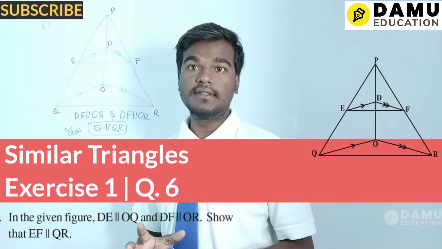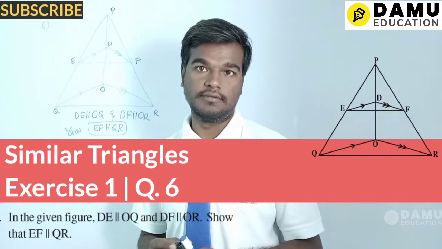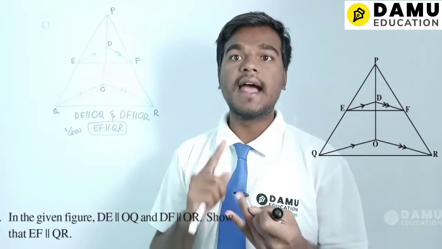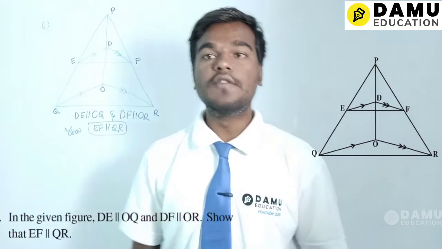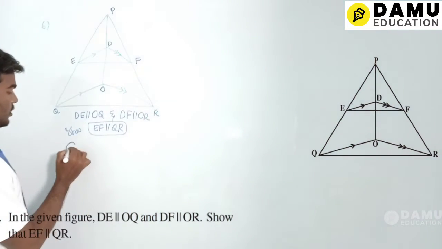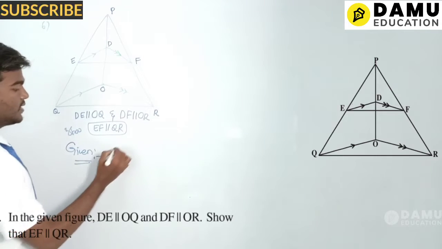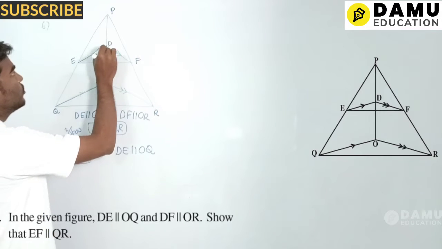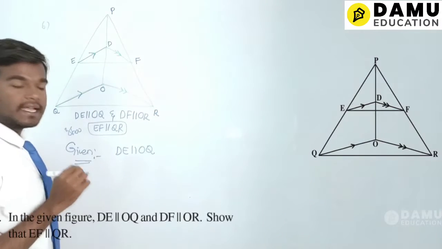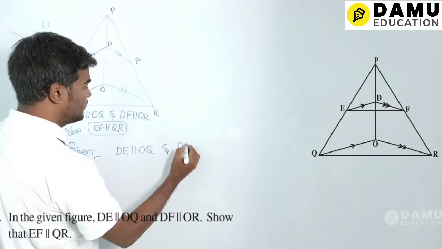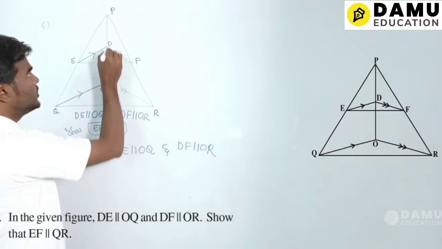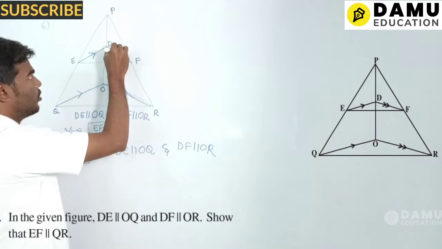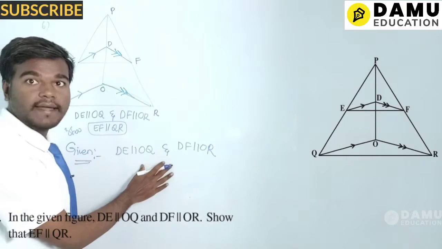So what are the given conditions? What we have to prove and what is the proof? Three steps you have to remember while solving any question: given, required to prove, and proof. So first, what are the given conditions? Given that DE is parallel to OQ. These are the two parallel lines. And DF is parallel to OR. So these are the two given conditions.